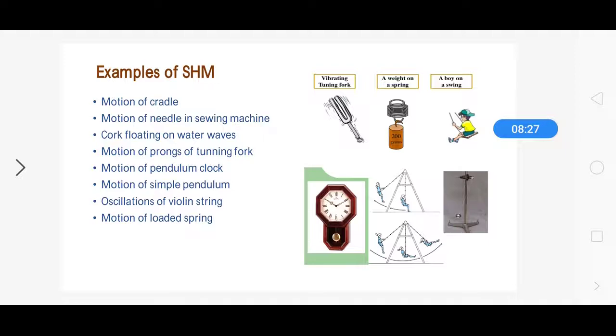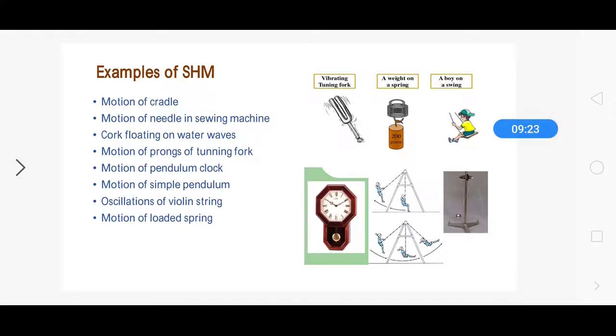The motion of the cradle, the motion of the needle in a sewing machine, and the cork floating on water waves. If you observe the crests and troughs of the water waves, the cork moves up and down. There is an up and down motion, meaning it is along a straight, vertical line. Next, the motion of the prongs of the tuning fork. If you hit the tuning fork with a rubber hammer, what happens? The prongs of the tuning fork vibrate. There is a to and fro motion, a forward and backward motion. So it is also in a straight line.